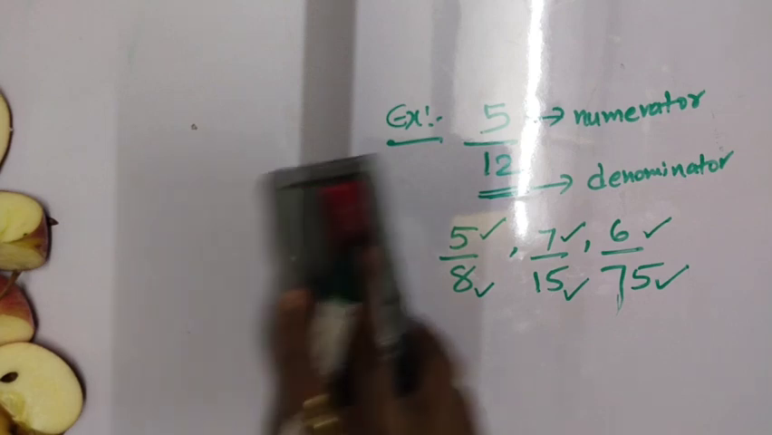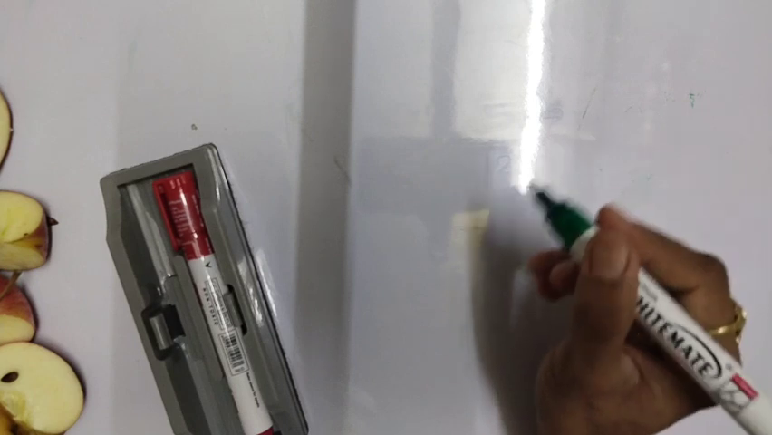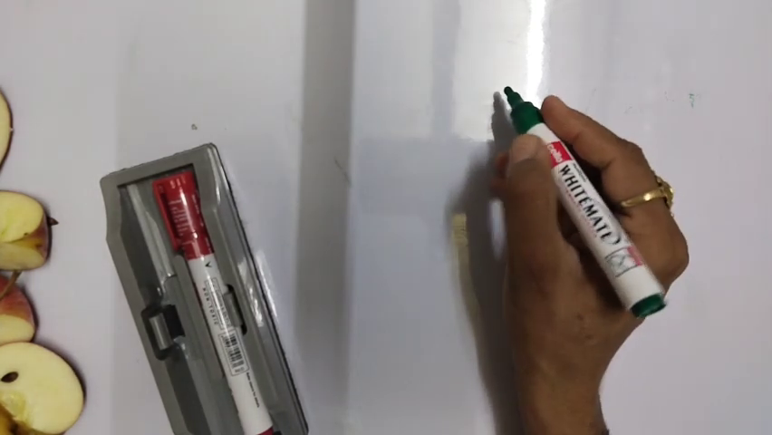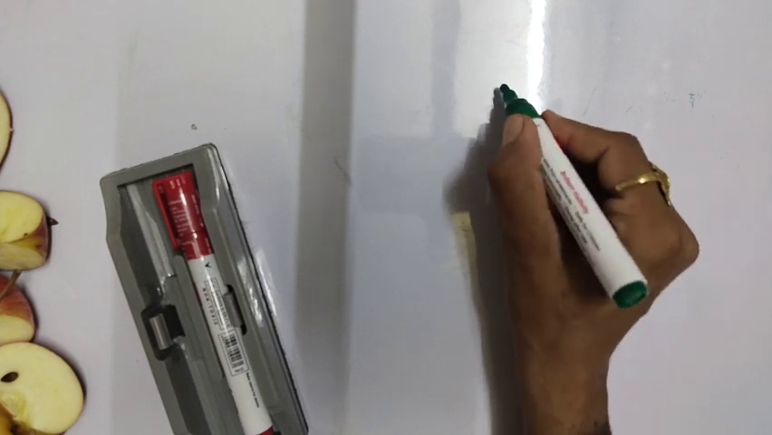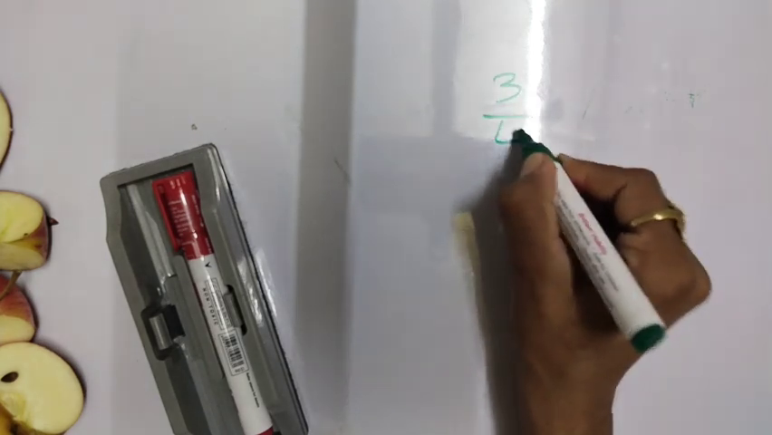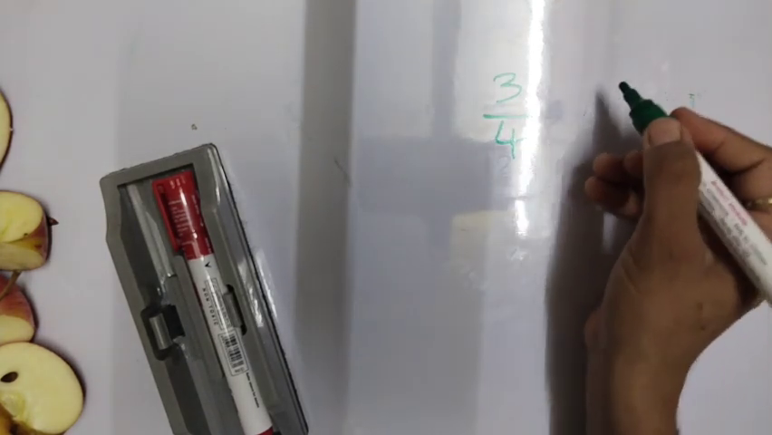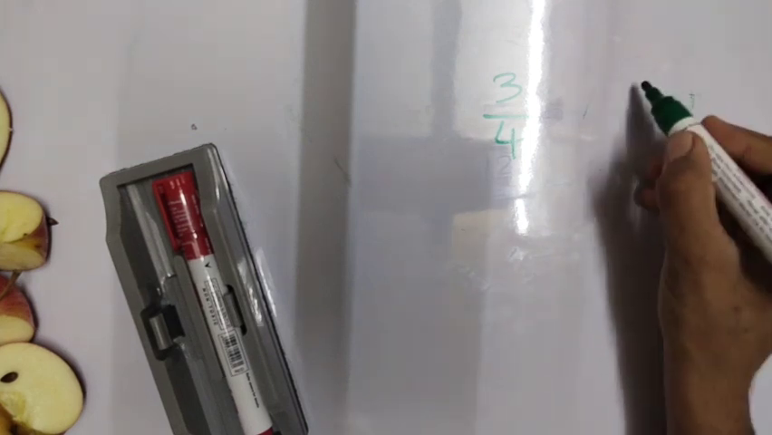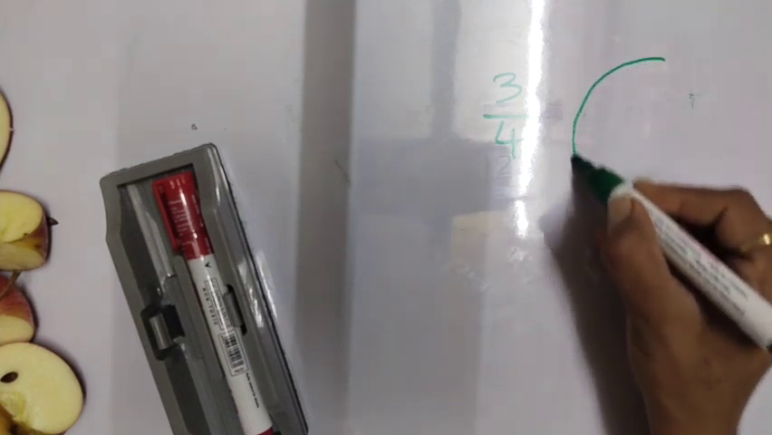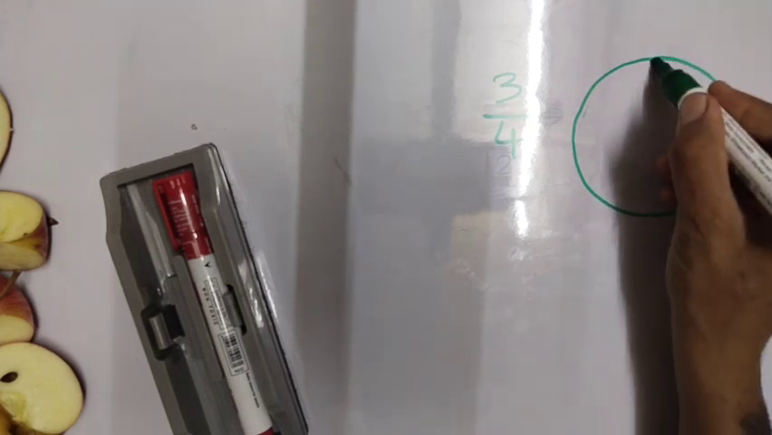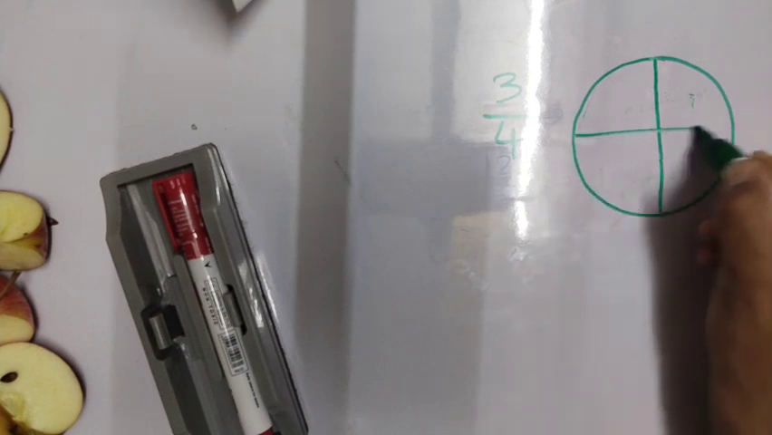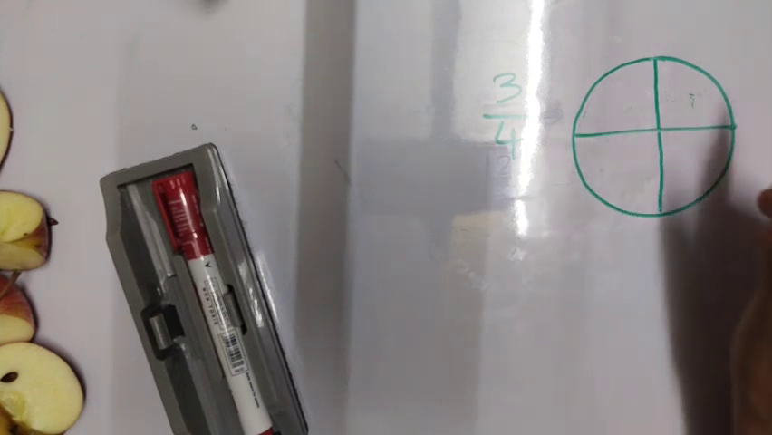So we can show a fraction pictorially. Now we are going to discuss how we can show fractions pictorially. For example, if we take 3/4, this is a fraction. How can we show it pictorially? If you take a circle, this circle is divided into four equal parts.